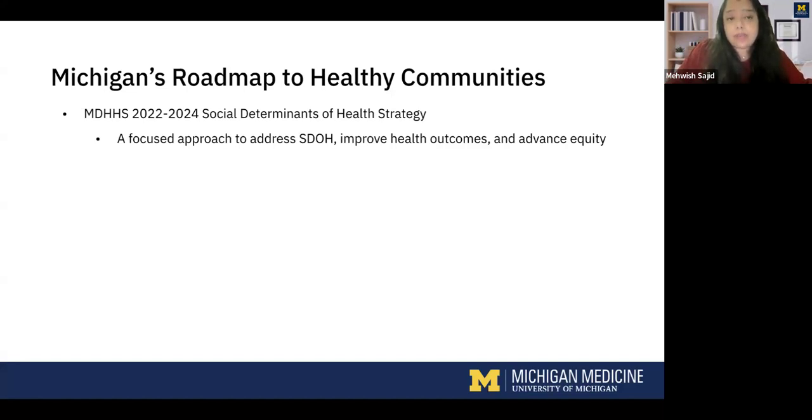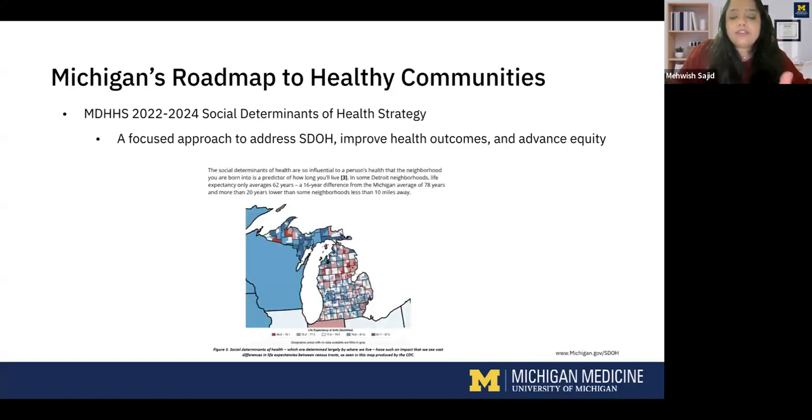and advance health equity. Looking through this proposal from the MDHHS, they have this visual representation here, which I thought was really striking. What we're looking at is the state of Michigan and the life expectancy at birth of patients who are born in different neighborhoods in the state. They found that a person's social determinants of health is so influential to their overall health that the neighborhood they're born in is a predictor of how long they'll live.